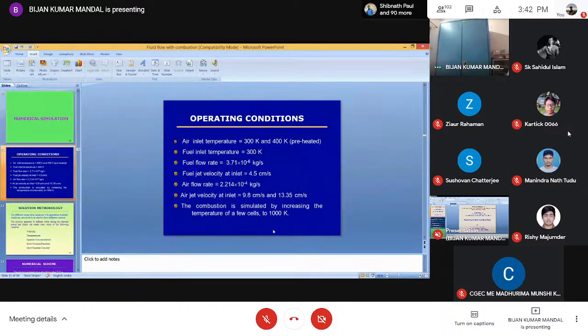So now, since we will do some numerical work, we have to give some numerical data, as I told you, the temperature, etc. So we have considered two air temperatures. One is 300 Kelvin, one of them is 400 Kelvin. 300 Kelvin means that is the normal, 25 degrees centigrade, around something like that.